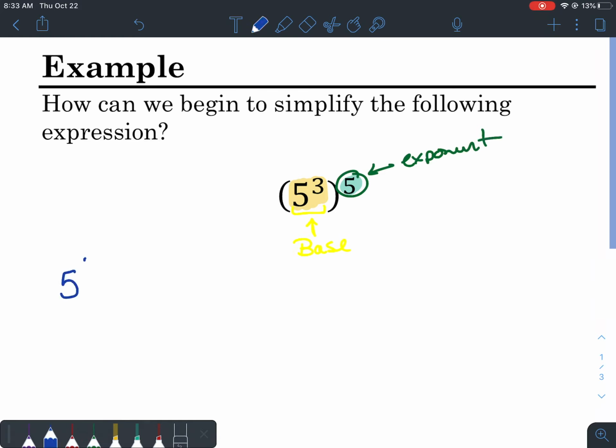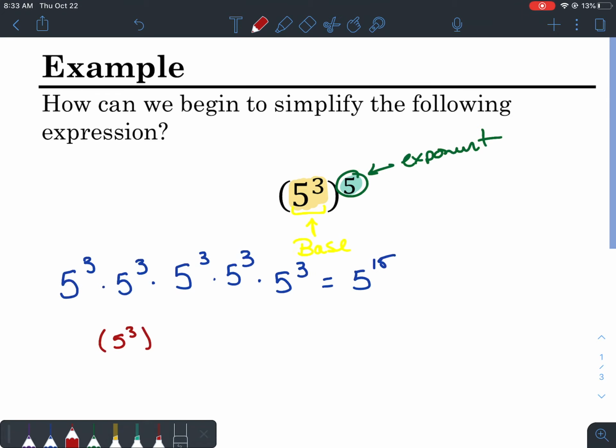So we could write it as 5 to the third times 5 to the third times 5 to the third times 5 to the third, right? Because 5 to the third is being raised to the fifth power, so it's being multiplied by itself 5 times, 1, 2, 3, 4, 5. So if that's the case, we can use the product rule and add all those 3's and we get 5 to the 15th.